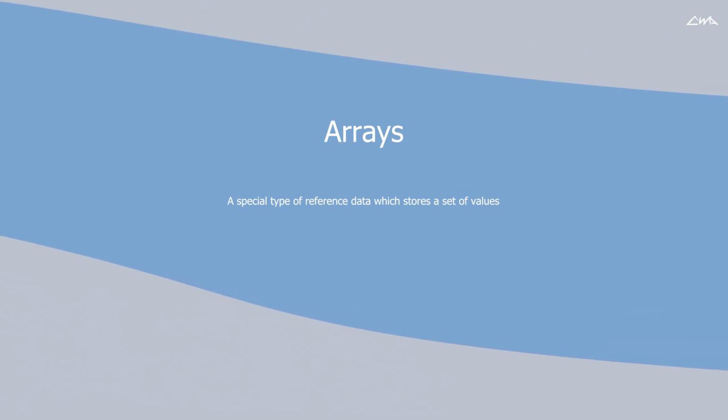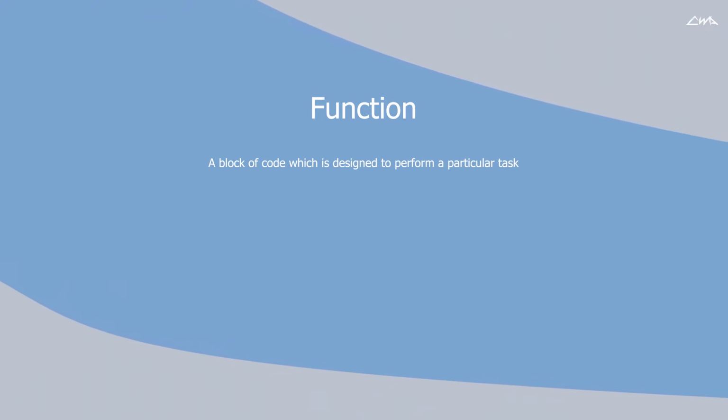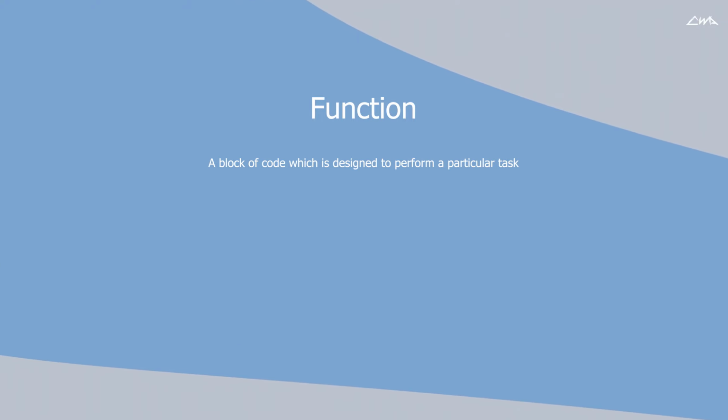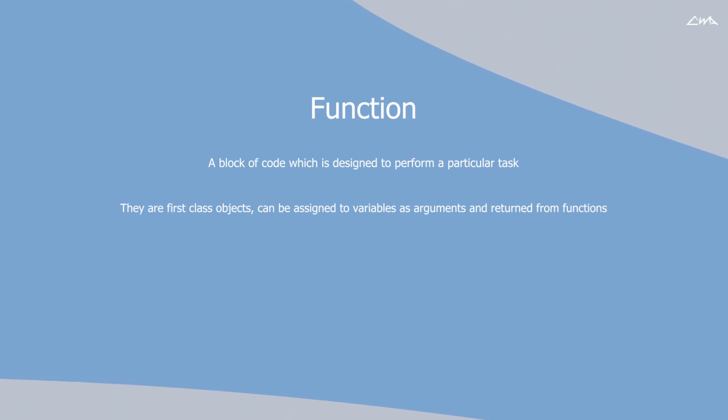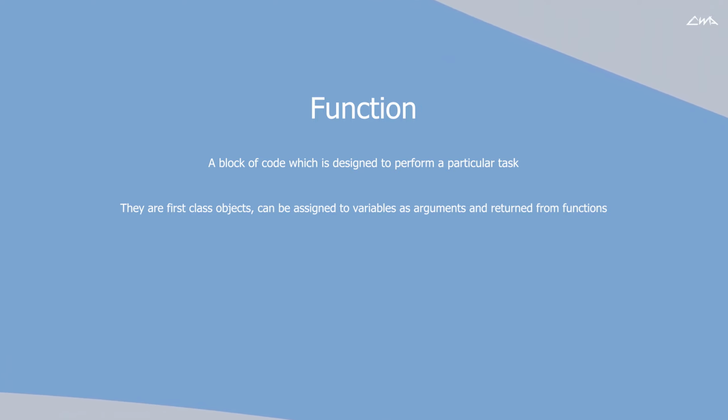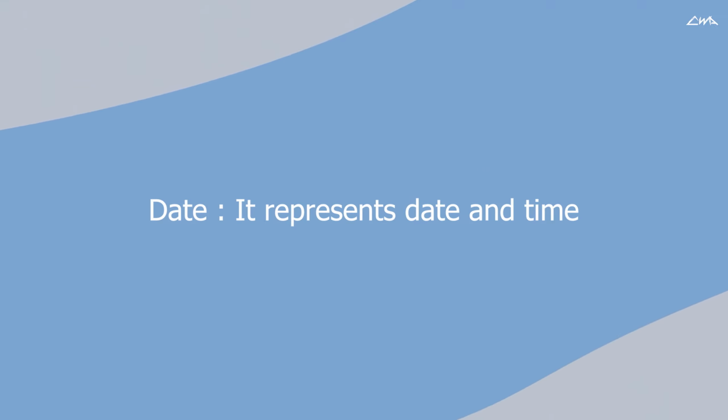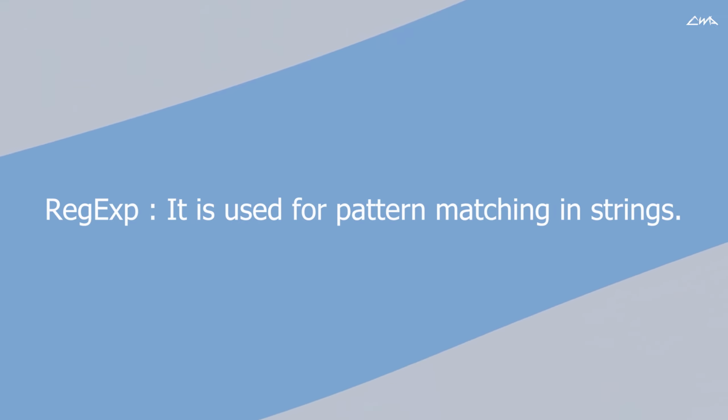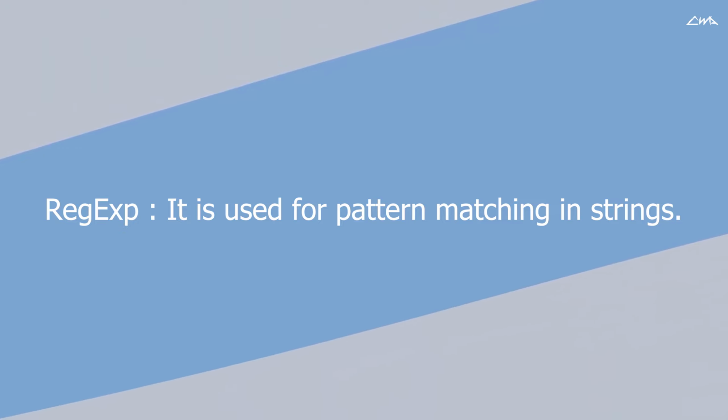Next on the list, we have array, a special type of reference data which stores a set of values. Next, we have function, a block of code which is designed to perform a particular task. They are first-class objects, can be assigned to variables, passed as arguments and returned from functions. Next on the list, we have date, which represents date and time. Then we have regular expressions, which are used for pattern matching in strings.